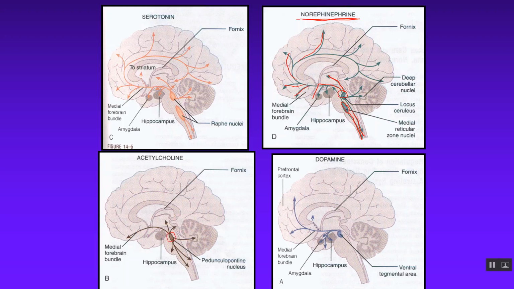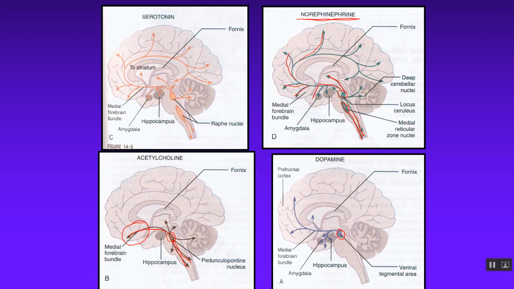Acetylcholine, there's a pedunculopontine nucleus right here in the brainstem. It actually goes down the spinal cord, influences some activity of the spinal cord, but it also projects particularly up into this medial forebrain bundle right here that is involved in some cognitive and decision-making things and some reward centers as well. And then we have dopamine.